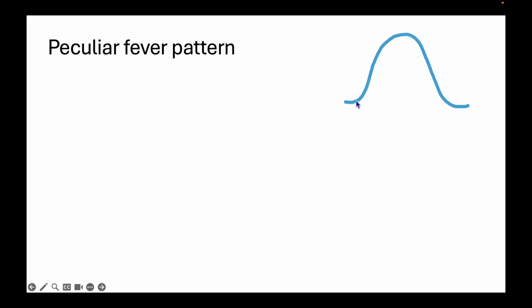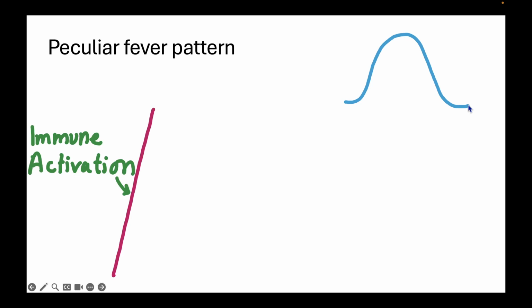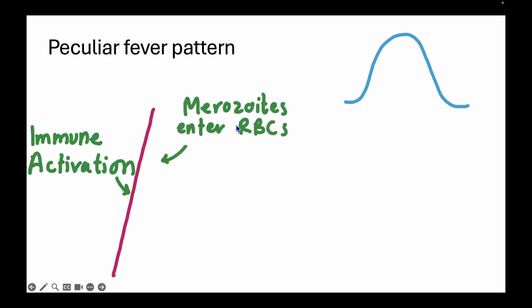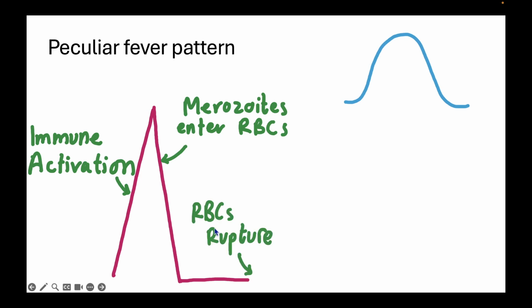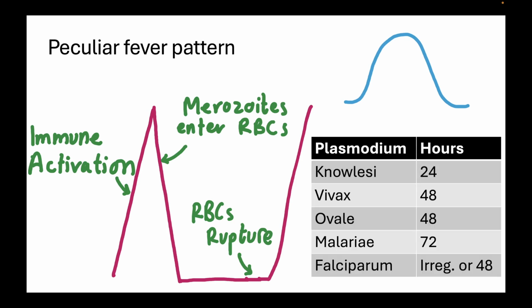Like whenever you get sick, you get a fever for a while, and then the infection goes away, and then your fever goes away. But in malaria, when the merozoites are in the blood initially, just outside the red blood cells, that leads to immune activation. But when they enter the red blood cells, the fever goes back down. And then after a while, when the red blood cells rupture, the fever goes back up. And that pattern keeps happening. And so this fever is periodic, like at a specific time.